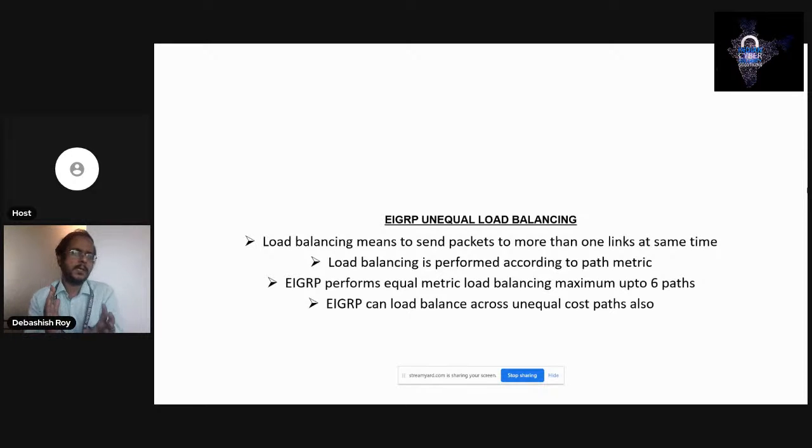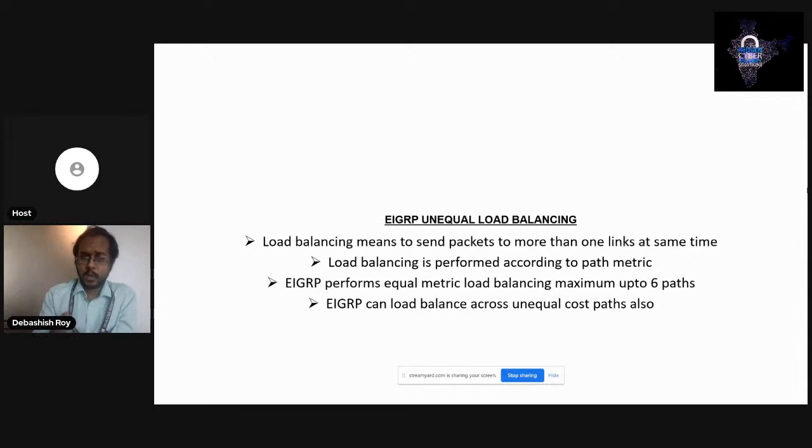It means that if the metric is the same for all the links, so we already know that EIGRP uses a composite metric of bandwidth and delay. So using that composite metric, if the metric or the cost is equal in all, say, 2 or 3 links, then that is equal cost load balancing. And if the metric value is unequal, if one link is having 10 and one link is having 20, that is a different metric, that is unequal cost.